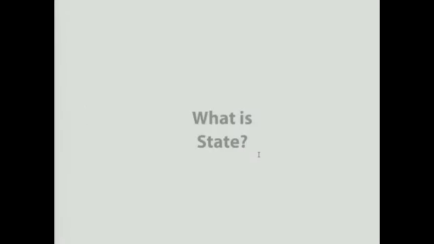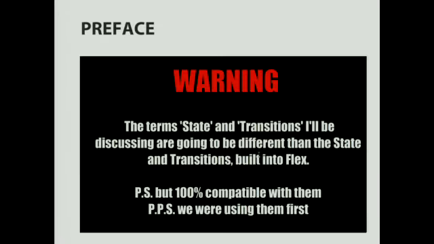So what is state? I'd like to preface this, since this is a Flex conference, that the terms I'm using, state and transitions, are different than the ones that Flex actually uses. I like to say that we are compatible with them because those are typically constrained to the view. How do you control what's showing on the stage at any given time? And I'd like to remind you that this library's terminology comes from the 1980s.